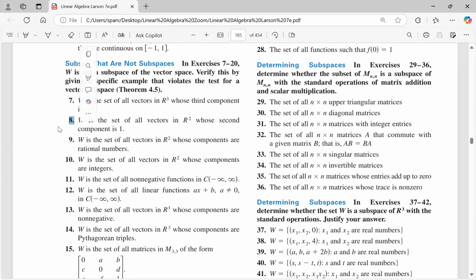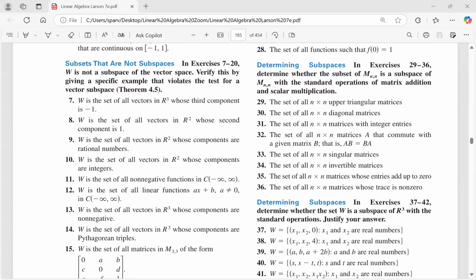So I'm going to write number 8 first. W is the set of all vectors in R2, on a two-dimensional plane, whose second component is 1. Of all those vectors in R2 that are in the form (a, b), he is singling out a specific one.